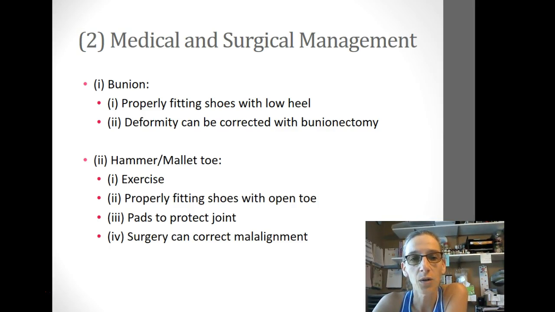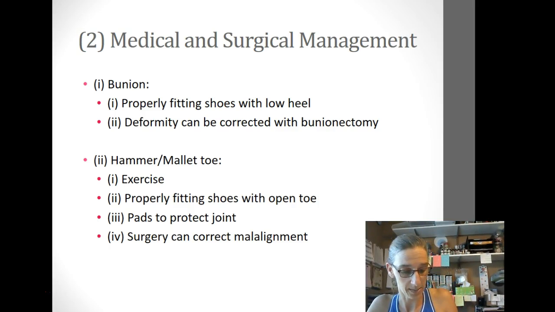Hammer or mallet toe. Medical surgical management is going to include exercise. Properly fitting shoes with the open toe will really help. Pads to protect the joints. And surgery can correct malalignment. It is an outpatient surgery. They go home the same day. They're discharged home with rest and analgesics and elevation of the foot.